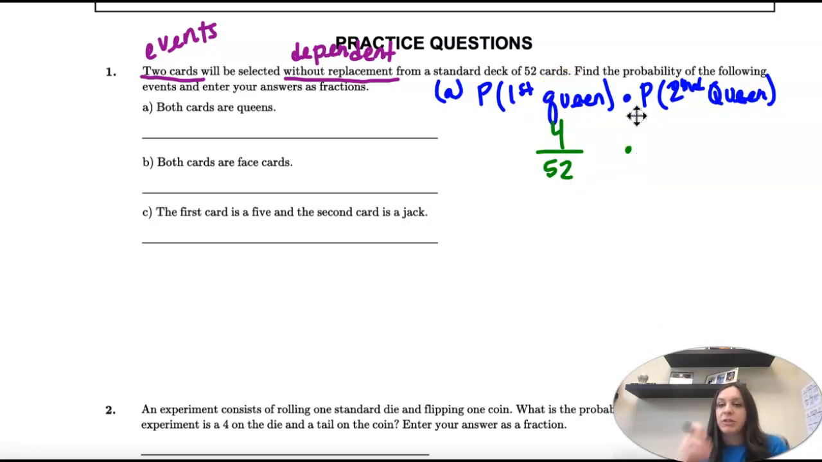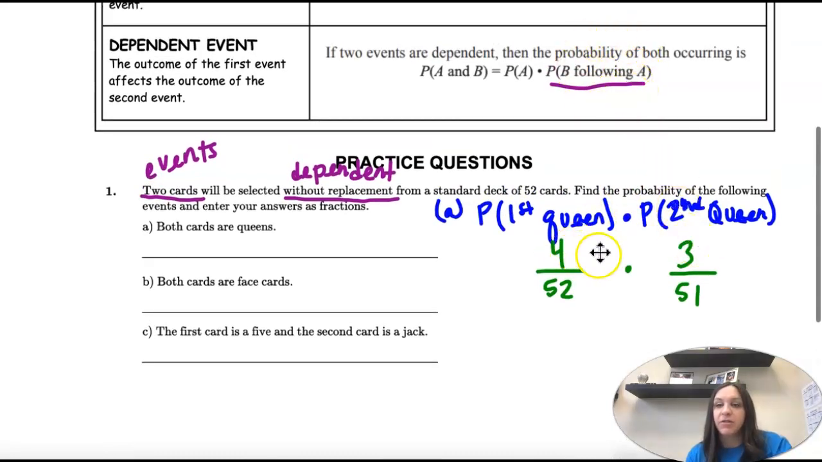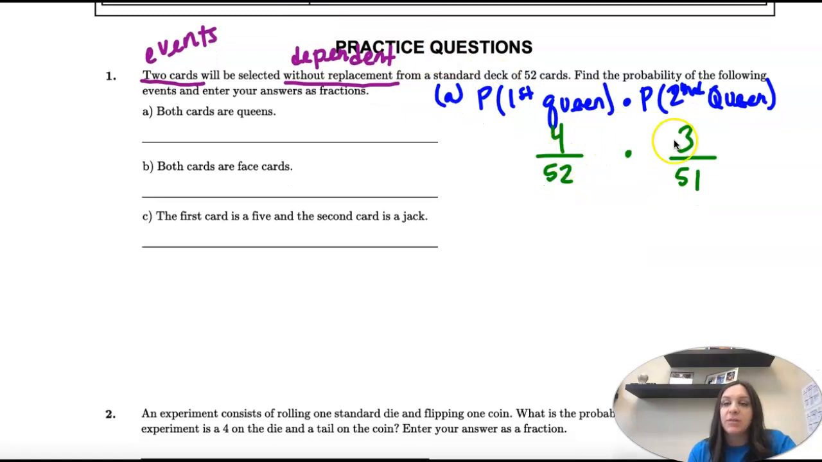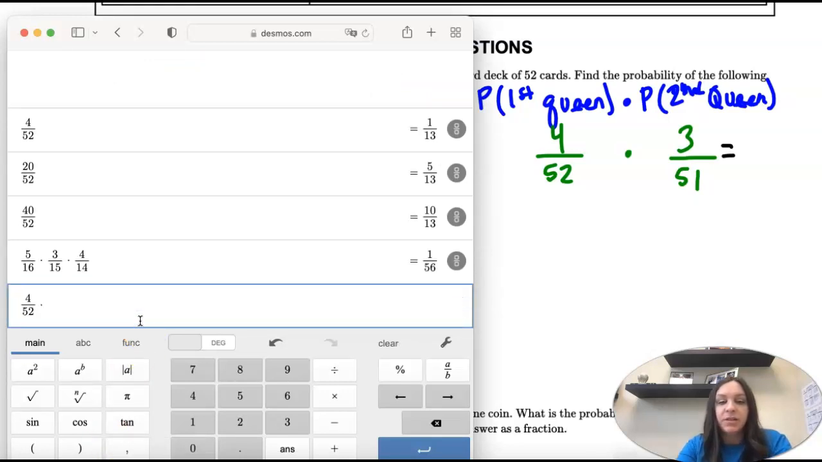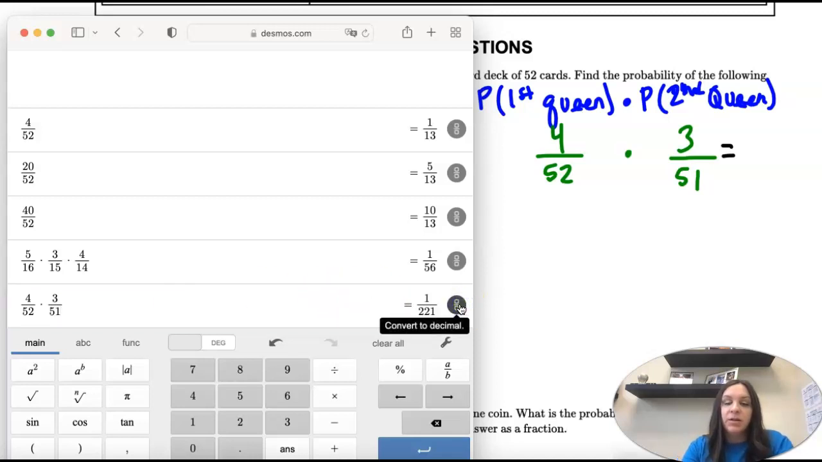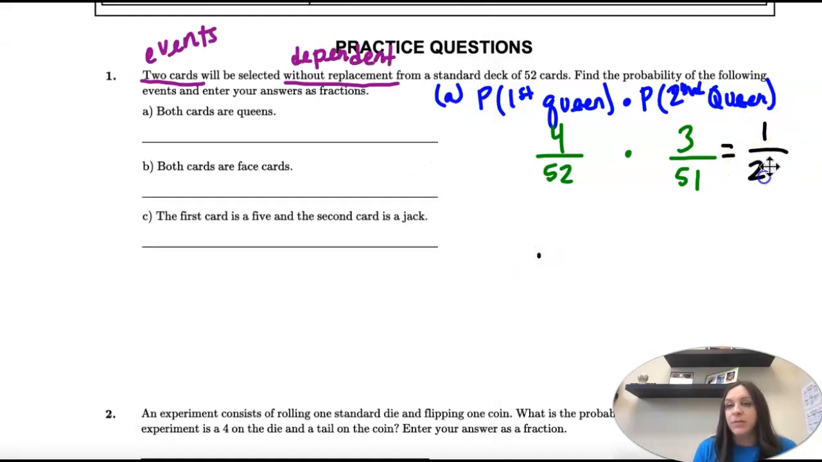Alright, so we have our cards, we took a queen. How many cards are in the deck now? 51. How many queens are in the deck now? 3, because there's 1 in our hand. So the probability of the second queen changes. Okay, it's dependent on the first draw. And now we just times these together. So 4 over 52 times 3 over 51. Wow, think about playing cards. There's a 1 in 221 chance of drawing 2 queens at a time.